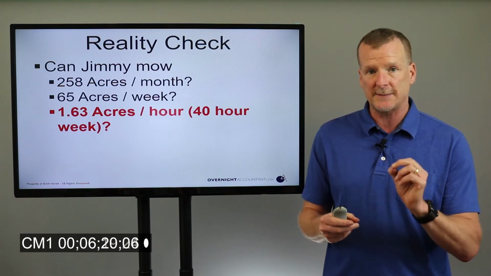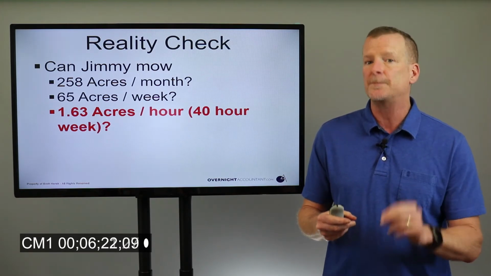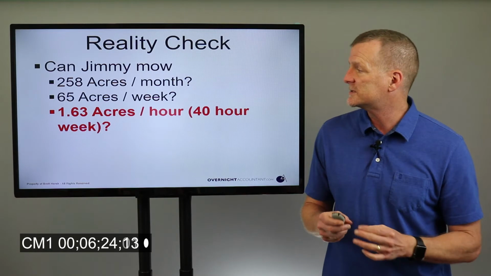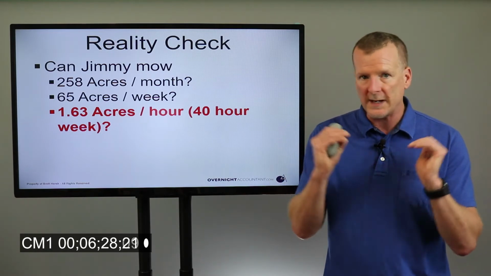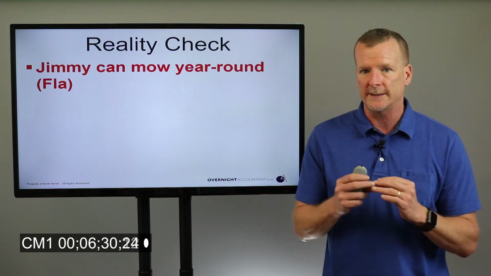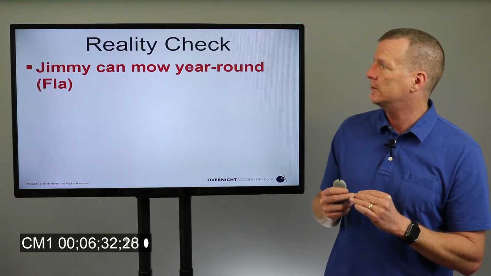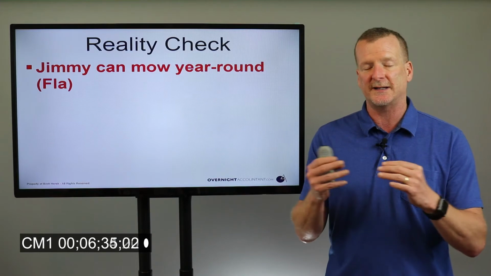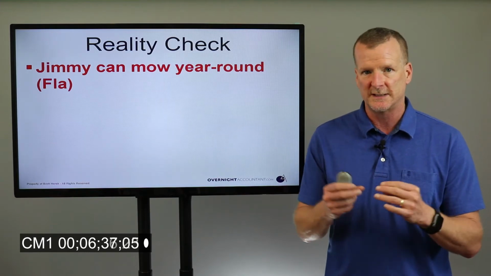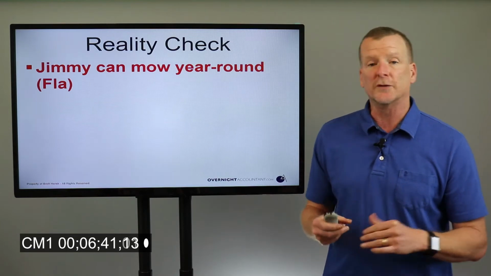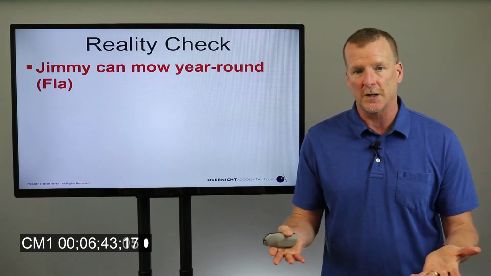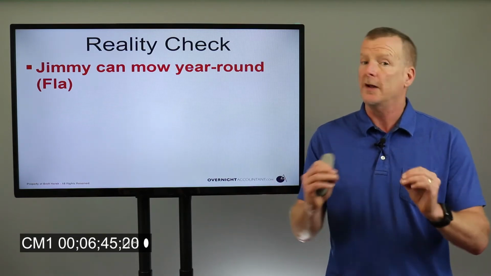If he wants to keep the same lifestyle as far as working, he's going to need to mow 1.63 acres per hour for each and every hour on average of a 40-hour work week. Now, here's the question. Can Jimmy mow that number? That's his reality check. Can he mow the 258 acres per month? Well, the good news is he lives in Florida, so he can mow year round. So that's a good thing.